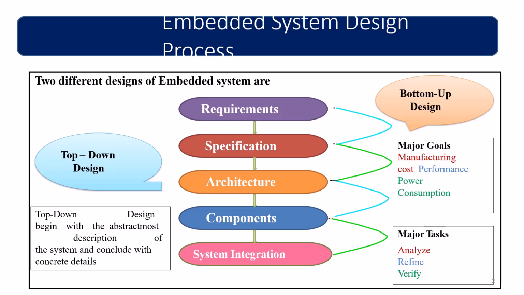But the steps in the design process are only on one axis, along which we can view embedded system design. We also need to consider the major goals of the design. What are the major goals of embedded system design? The major goals are manufacturing cost, performance, and power consumption. These are the very important major goals.